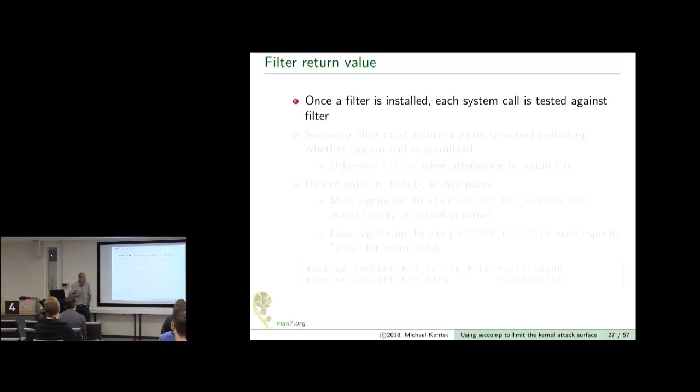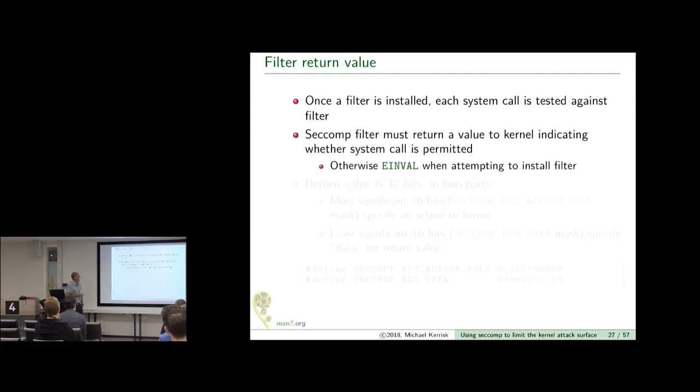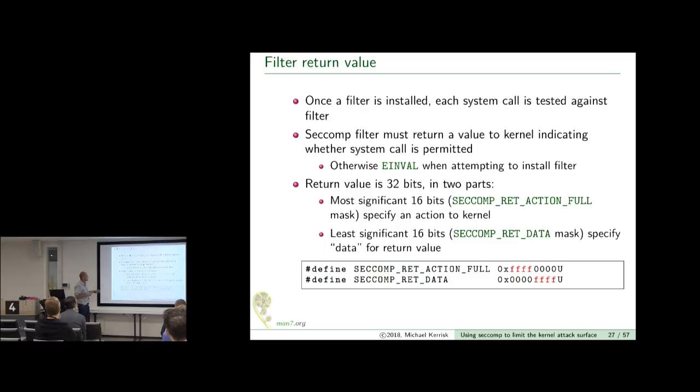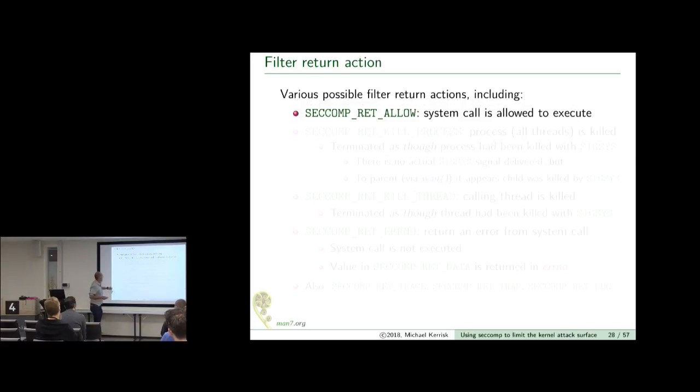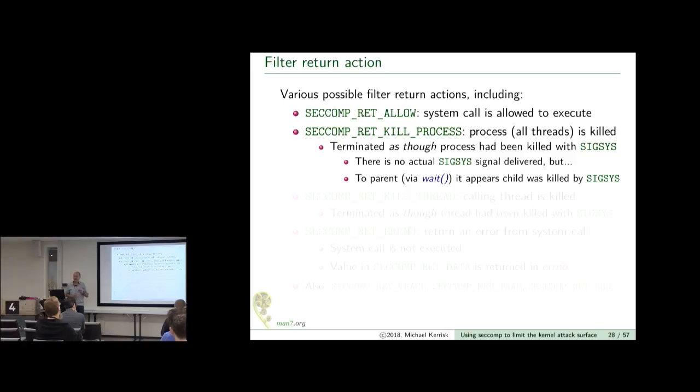Okay, so these BPF filters return a value. A filter gets installed, every system call gets tested against it, and the filter returns a value telling us whether the system call is allowed or not. That return value is 32 bits split into two parts. 16 bits say what is the action we want to take in response to that system call, and then there might be some data that goes along with that action. The possible actions that we have: seccomp ret allow. This system call's fine, let it proceed. Seccomp ret kill process.